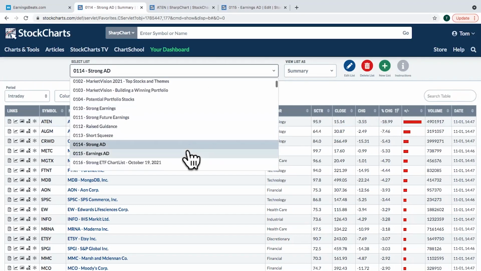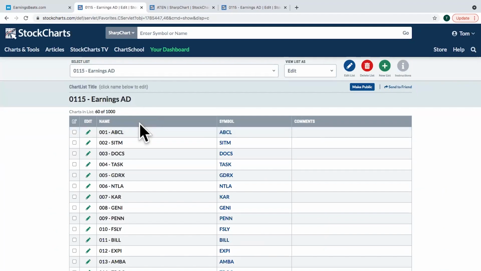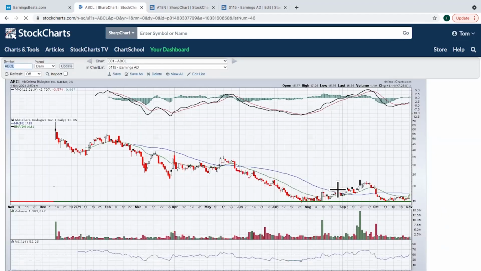How about this earnings AD? So again, if I pull up the edit function, 60 charts, and they're in order of the most heavily accumulated after earnings. Now, they're not all going to work, and I'll show you. This is ABCL. Here was the candle. That's the big hollow candle that got this one on the list. Looks like it opened around 15 and ran to 18, which would be about 20%. That was the biggest move post earnings of any stock.